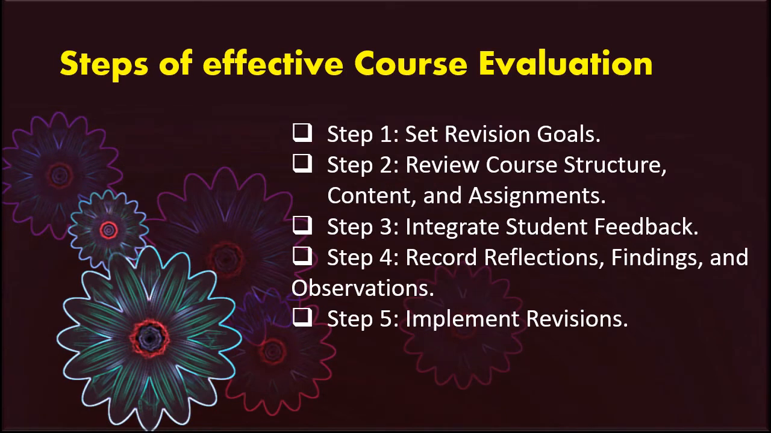There are 5 steps of effective course evaluation. We are going to spend a lot of time on these steps. Step 1 is to set revision goals. Step 2 is to review course structure, content, and assignments. Step 3 is to integrate student feedback. Step 4 is to record reflections, findings, and observations. And step 5 is to implement these revisions. The effective course evaluation should follow these steps.